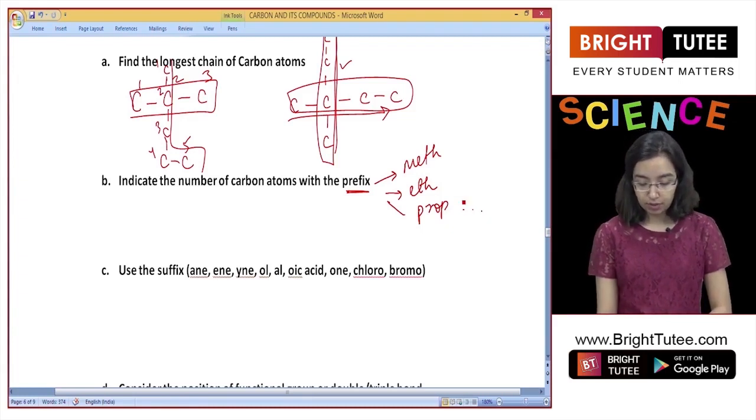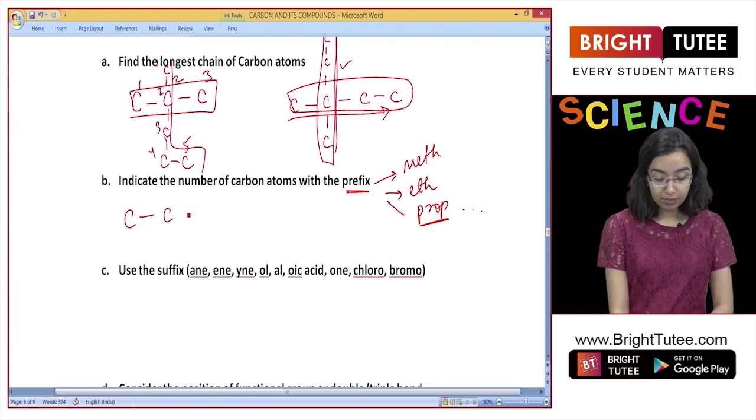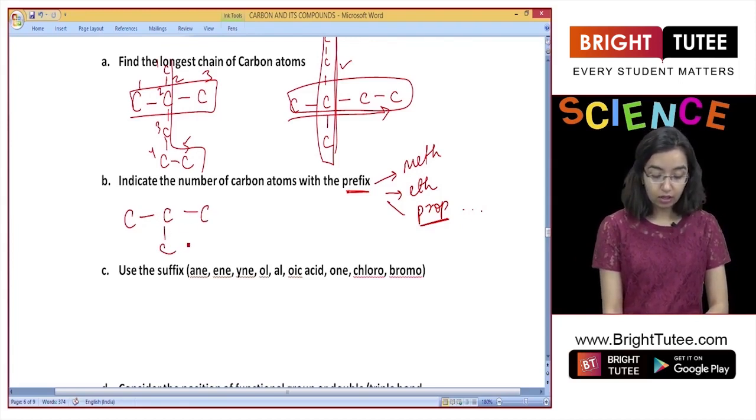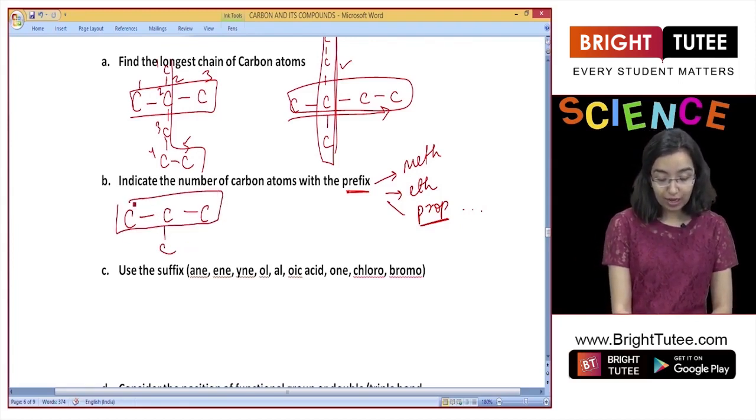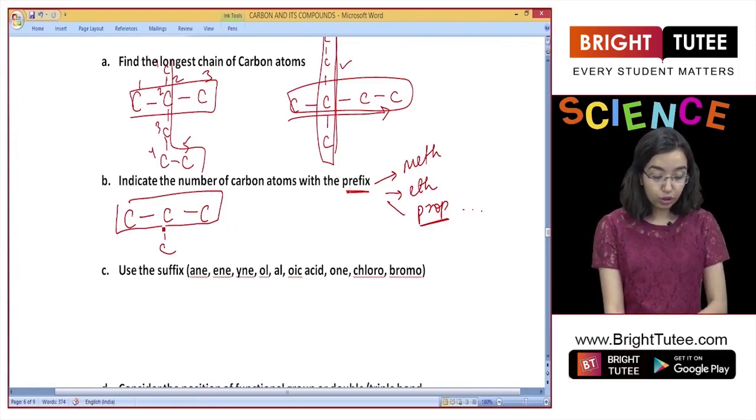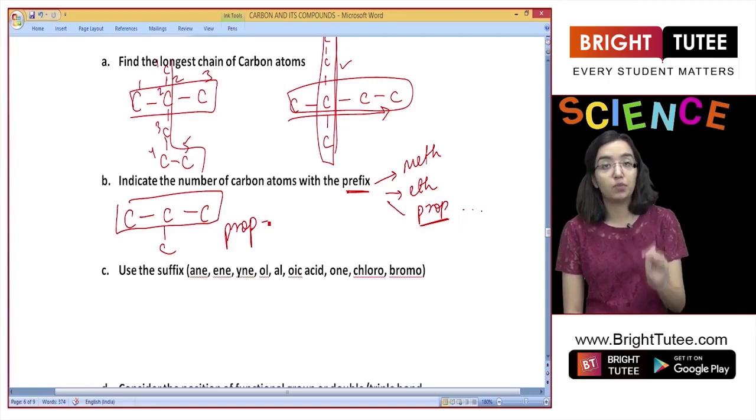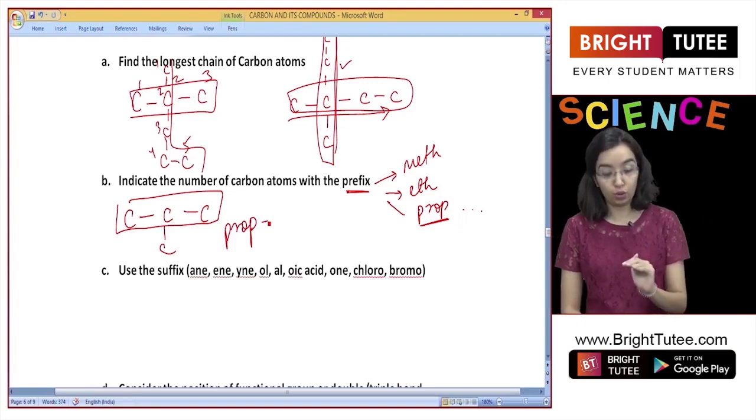So you choose the right prefix for the number of carbon atoms in your chain, not the ones in the branch. So for example, this is the structure that I'm considering. Now this is my longest chain and I will use the prefix for the chain. This is very important. Don't use prefix of 4 here. You'll use the prefix of 3, prop, here, right? Because you only consider the number of carbon atoms present in the chain of which you are talking about.